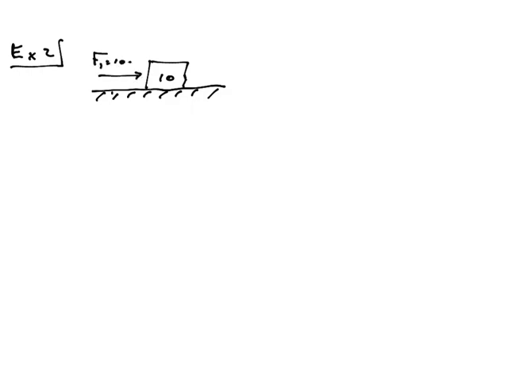Let's look at another example. Now that we've seen one in practice, let's do another. Example 2. Another flat horizontal table with a block of mass 10 kilograms. Now I've got a force F1 of 100 to the right, and I've got another force F2 of 20 pointing down and to the left at an angle of 30 degrees. Given the coefficient of friction is 0.2, I'd like to calculate the acceleration.